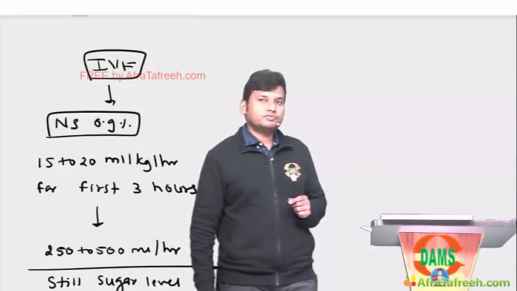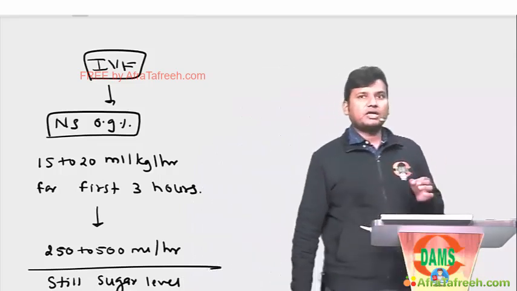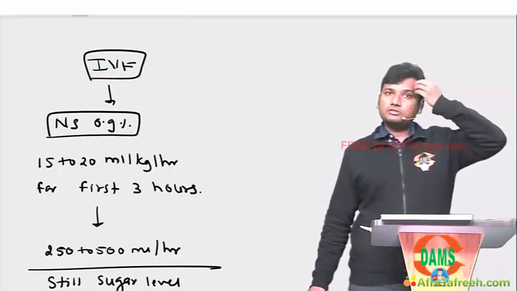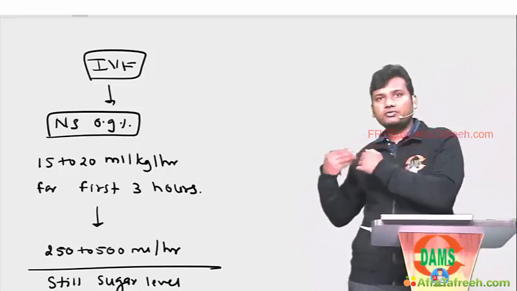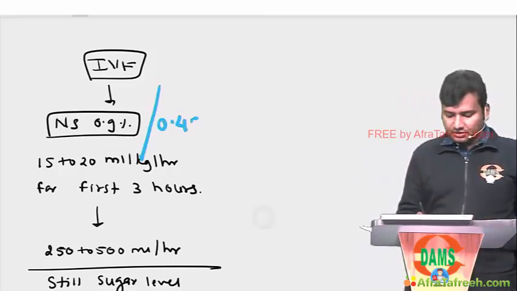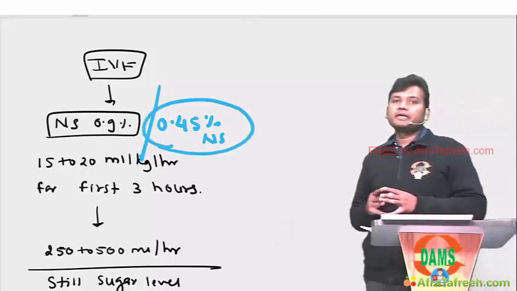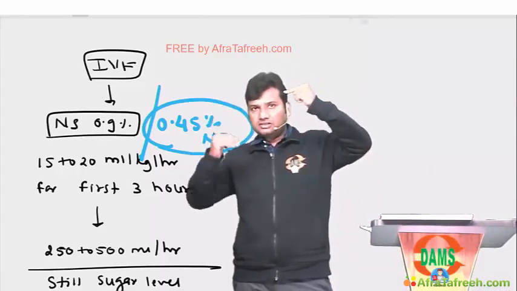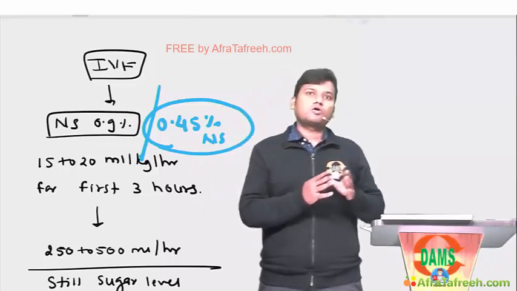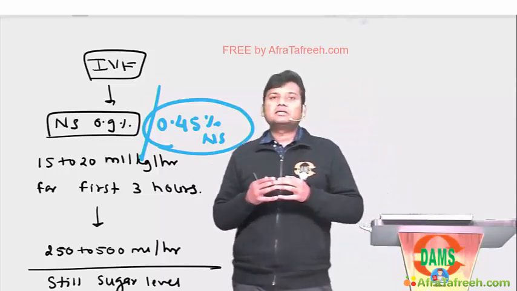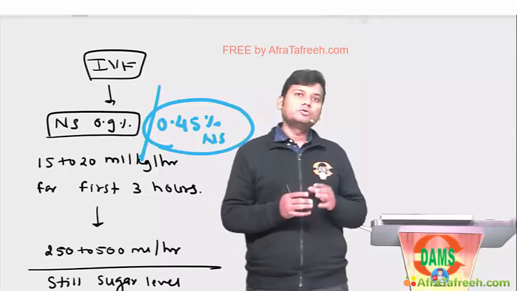Normal sodium level is 135 to 145 milliequivalent per liter, and if the sodium level is going above normal because of IV fluids, then we have to change the fluid to 0.45% normal saline. So please remember, in the case of diabetic ketoacidosis, the sugar level increases which causes a decrease in sodium. So we prefer normal saline, but we will monitor the sodium level, and if the sodium level increases, then we will give 0.45% normal saline.